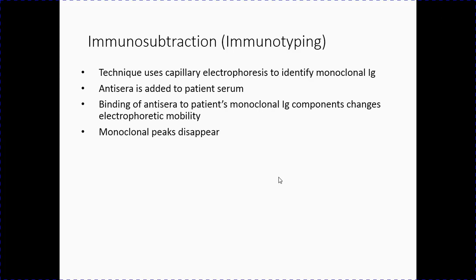The process of immunosubtraction is an interesting one. It's a technique that uses what's called capillary electrophoresis, and we're going to use it to identify monoclonal antibodies. This is a more sensitive variation of immunofixation electrophoresis, and we're going to see an example of this in a second. The way the test is done, antisera is added to the patient's serum. If the antisera that we added binds to the patient's monoclonal immunoglobulin, it's going to change the electrophoretic mobility, and we're going to actually see the monoclonal peak disappear.